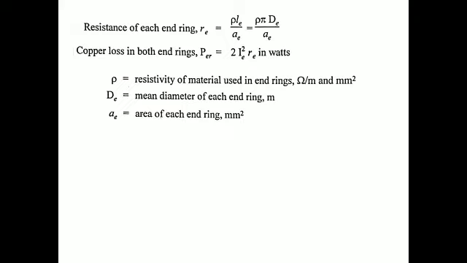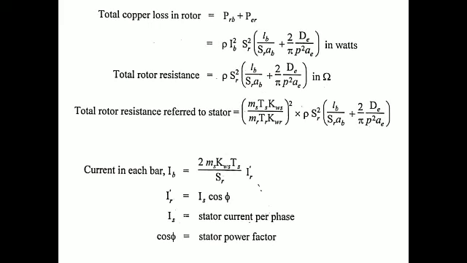So after calculating the resistance and losses of the bar as well as the resistance and losses of the end rings, just club the details to find the total losses. The total copper losses in the rotor is calculated by the bar losses plus the end ring losses. We already solved these two equations on the previous slide. Just club these two and simplify.